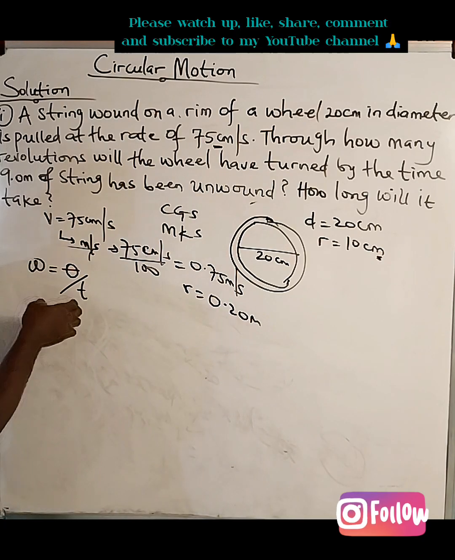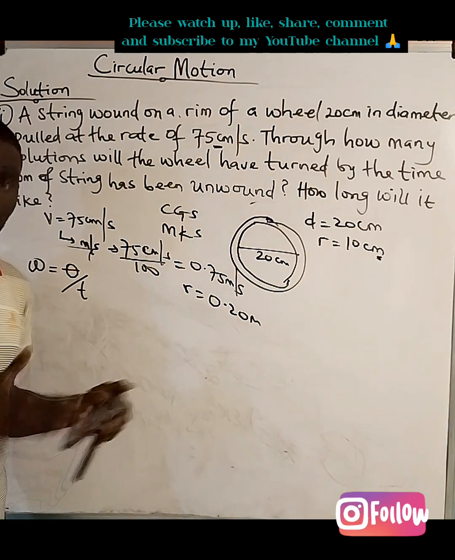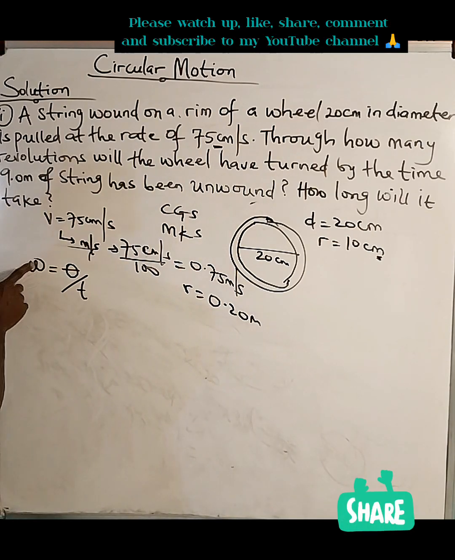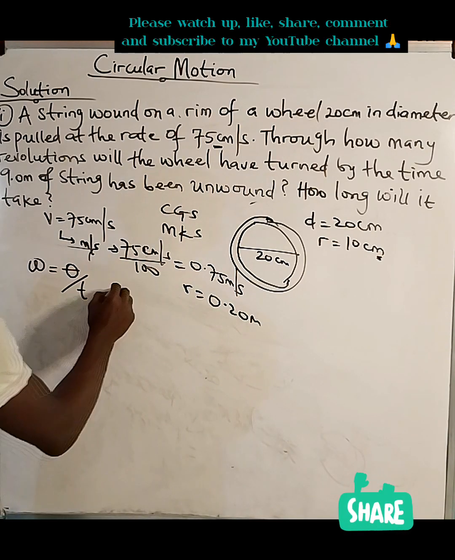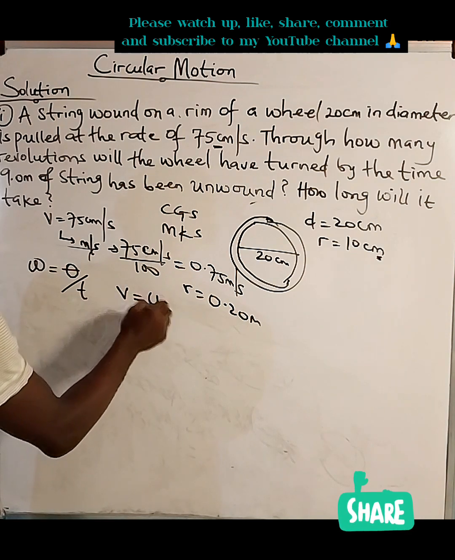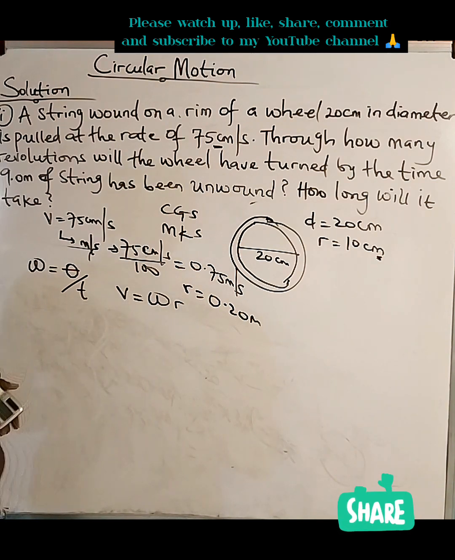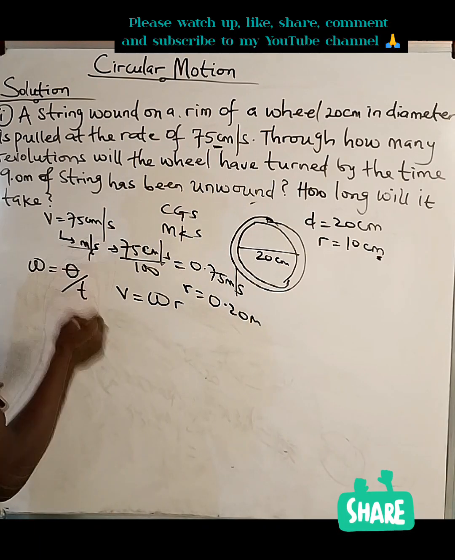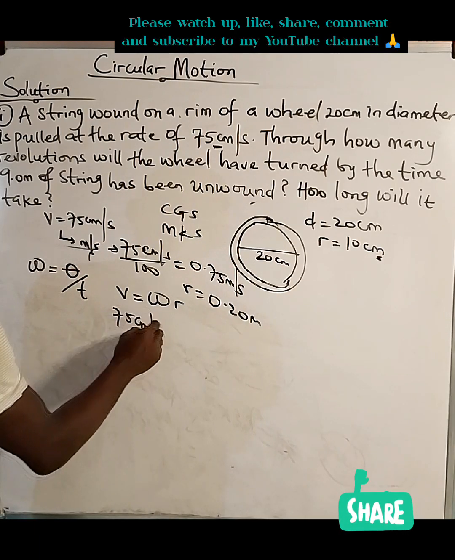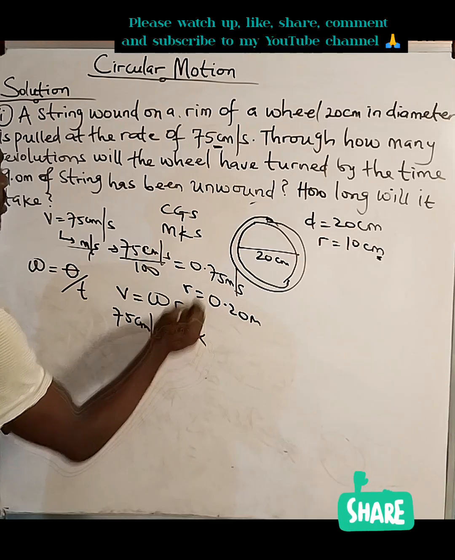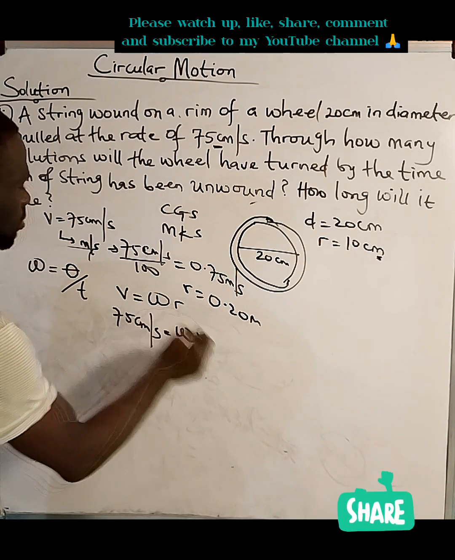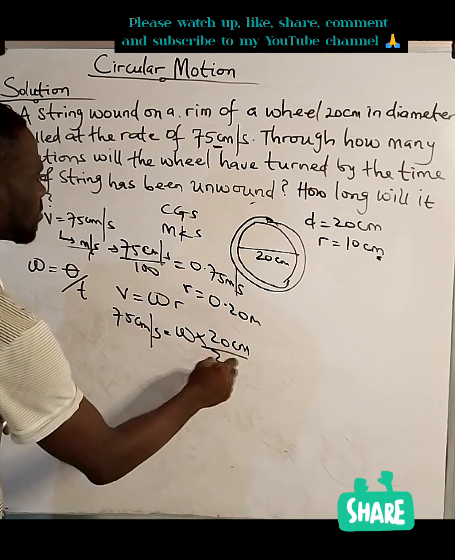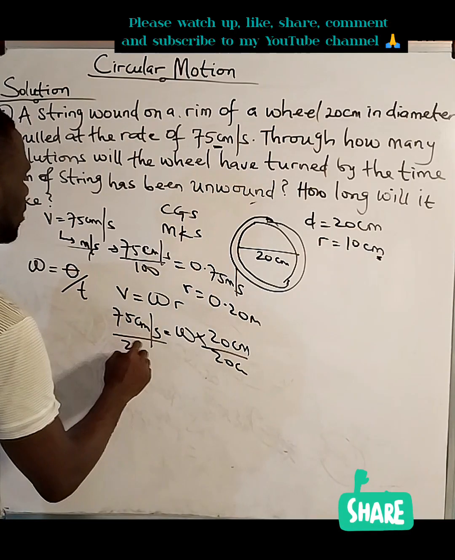If this is what we have, we're going to first get the angular velocity. The angular displacement was gotten already. So don't forget the linear velocity formula: linear velocity is equal to angular velocity times radius. The linear velocity is 75 centimeter per second, the angular velocity is what we are looking for, and the radius is 20 centimeter, as stated. So divide both sides by 20 centimeter.